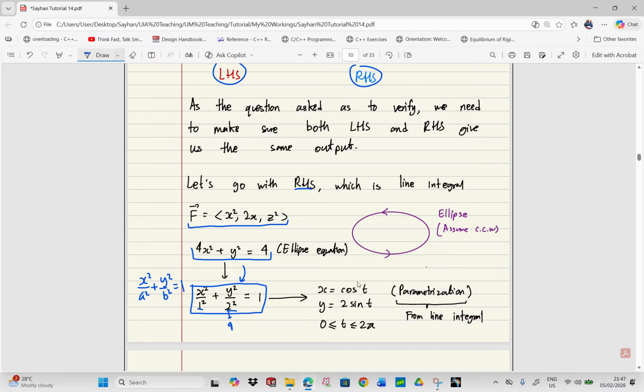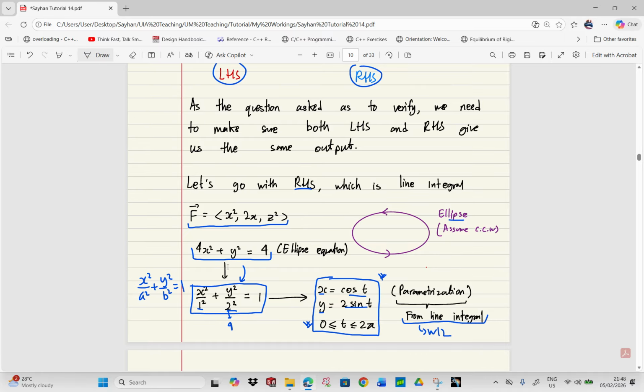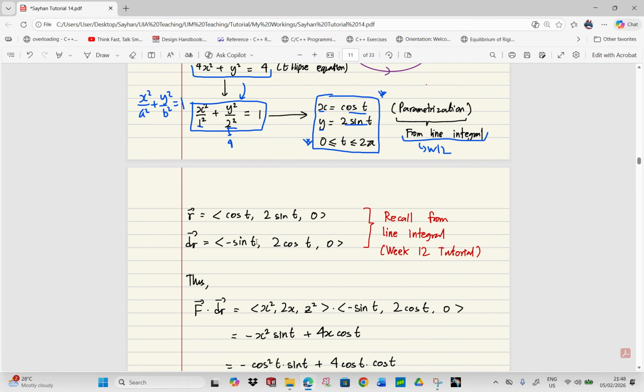I parameterize x and y: x is cosine t, y equals 2 sine t, with t between 0 and 2 pi. This is from the line integral tutorial, week 12, so you can refer to it. Actually, they have the list of ways to convert shapes like ellipses, circles, or other common parts into parameters expressed in terms of t, because a single line integral becomes easy.